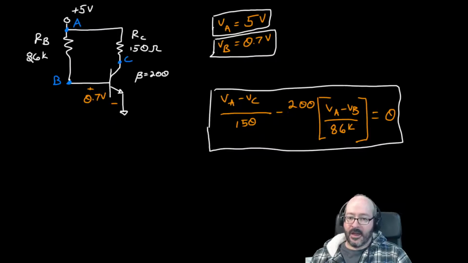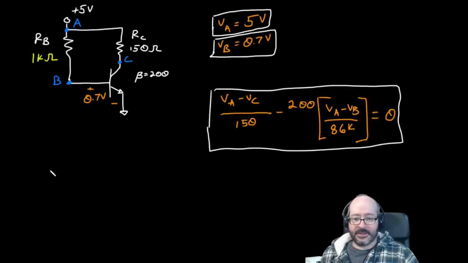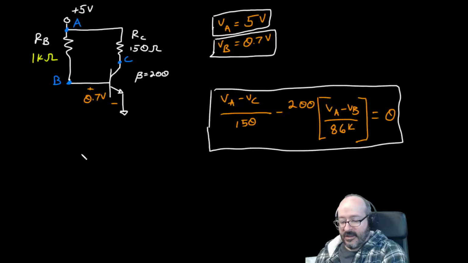So I can increase that current by lowering this resistance, right? I can say instead of 86K, we'll go with yellow since it's a change. Let's make it 1K. Okay, as simple as that. Push a little more current in here, more current's going to flow here. We're going to drop more voltage across here, and we're going to see that change in the node voltages.